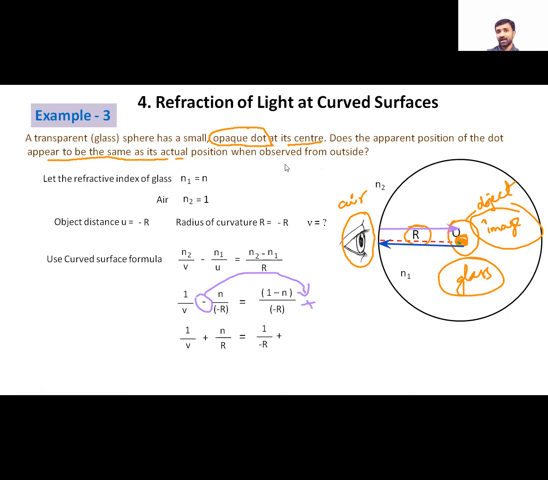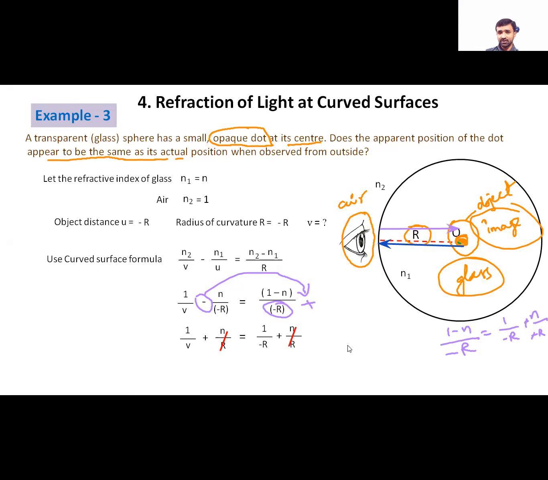On the right side, I'm expanding this one, with a common denominator, splitting individually. So minus 1 by R minus n by minus R. On splitting, 1 minus n by minus R: the common denominator is split into minus R and minus n by minus R. So minus into minus is written as plus, and I get n by R. Both sides have the same term, n by R with the same symbol, so they will be cancelled.